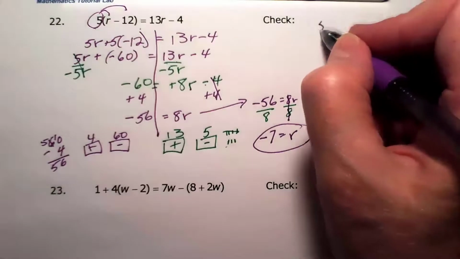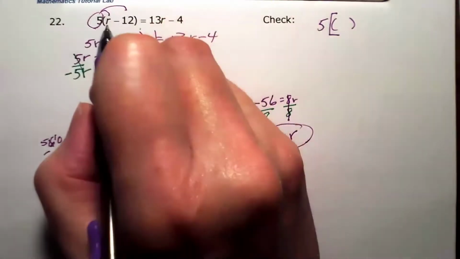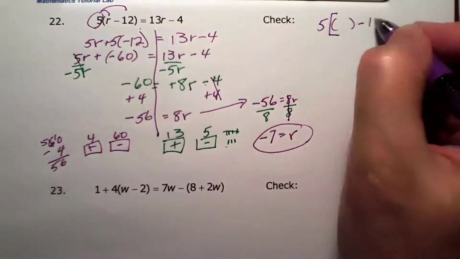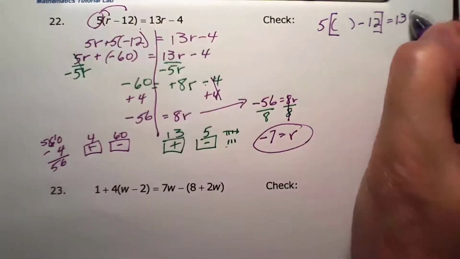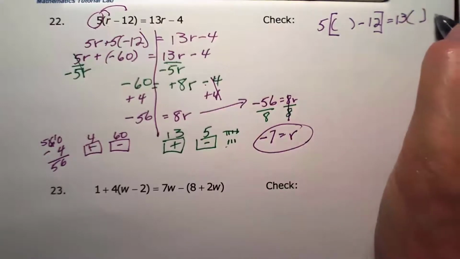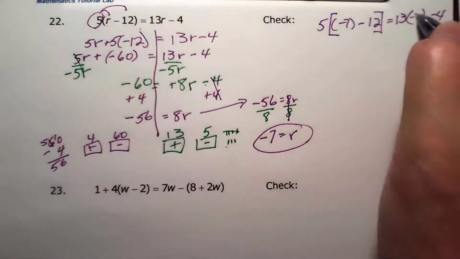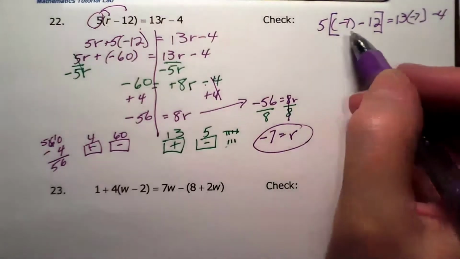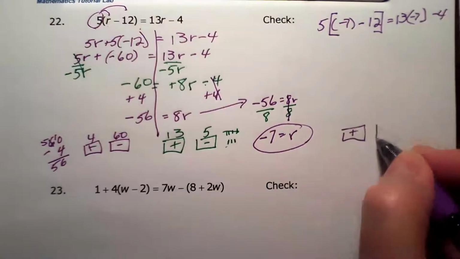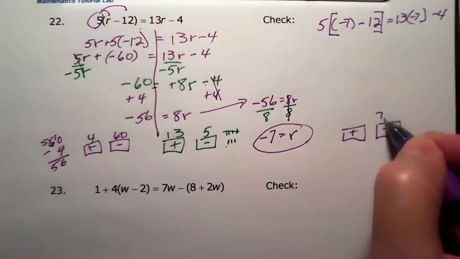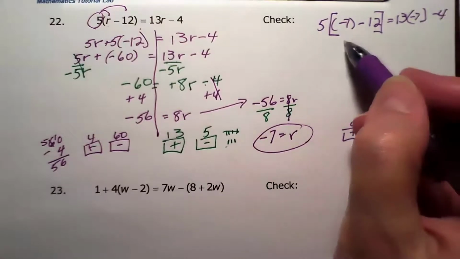If I check it, I'm going to put a parentheses where the r was. Minus 12 equals 13 times r minus 4. And negative 7 is my r. So negative 7 minus 12, positive box, negative box. They both go in the negative box. So the sign is going to be negative because there's more in this box.